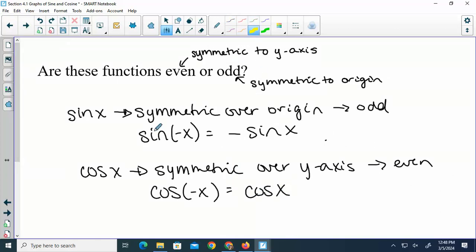Okay, so these come from the definition of even and odd that we used in algebra, but will be a very useful fact when we go to graph. So because sine is odd, if you have a negative angle, it gives you the opposite of the original sine value. Because cosine is even, if you have a negative angle, it gives you the exact same thing as the positive value.